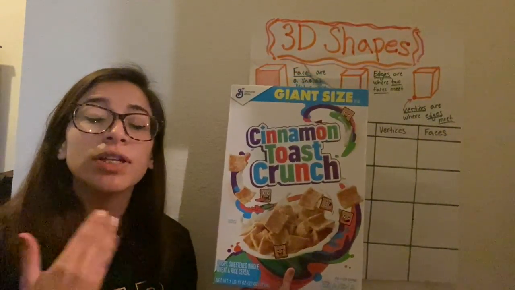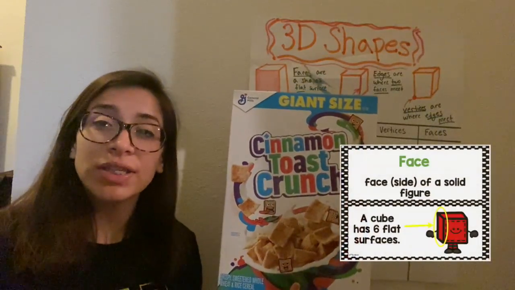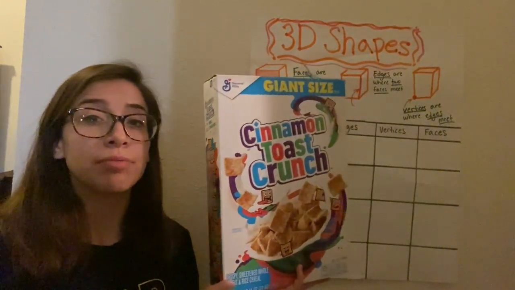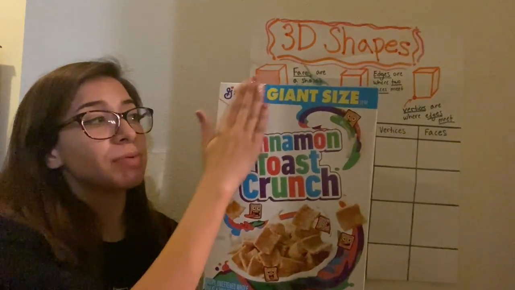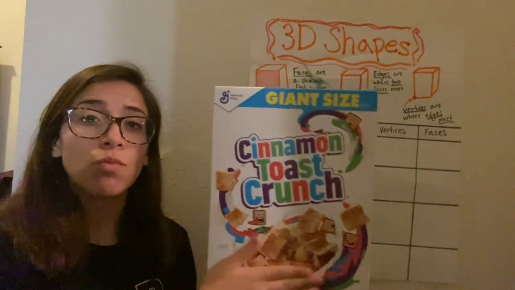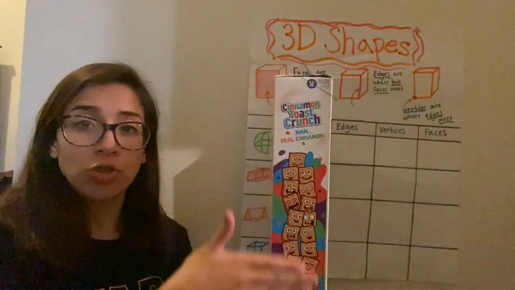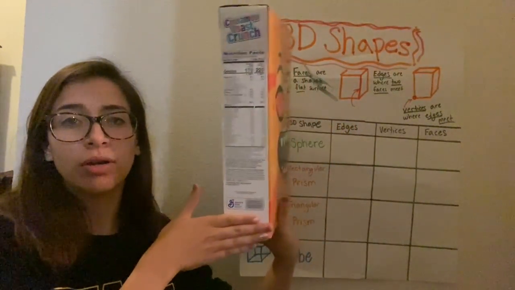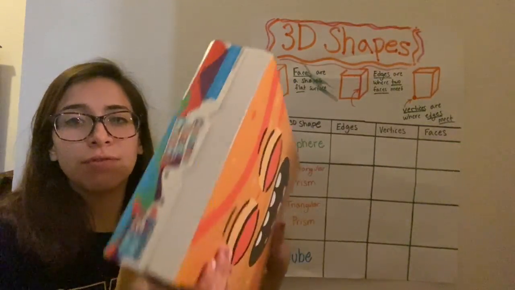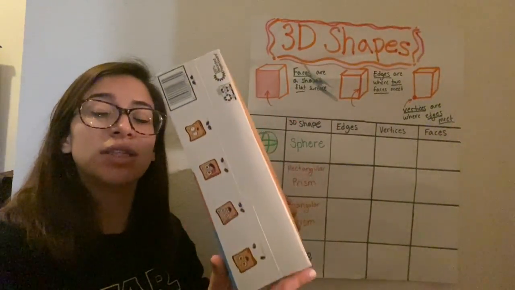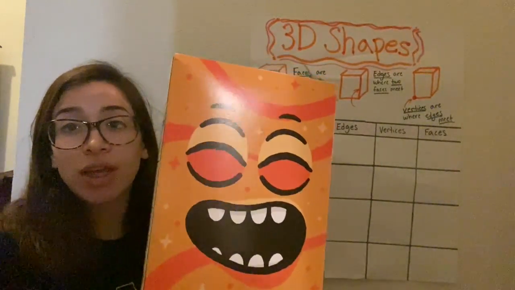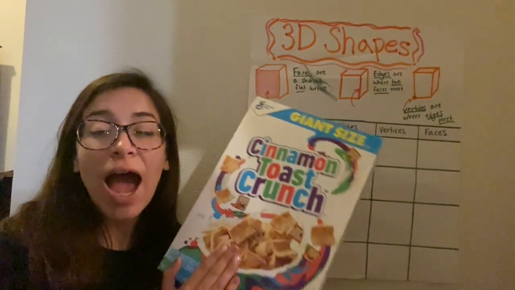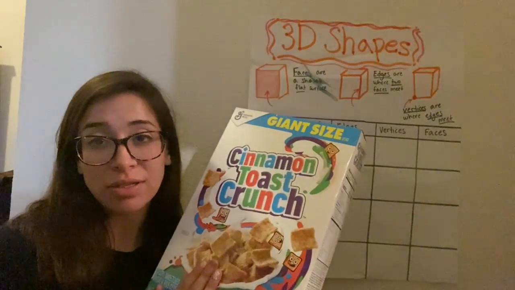So first things first, let's look at the faces. Now a face is a flat surface on a 3D shape. So this is a 3D shape because it takes up space. So let's count the faces. It must be flat, okay? So that's 1, 2, 3, 4, 5, and 6. So this shape has 6 faces on it.